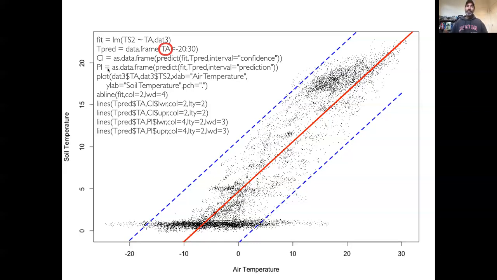Next, I'm going to calculate two interval estimates, one called CI for the confidence interval, and one called PI for the predictive interval. I'm going to talk later in the course a lot more about what confidence intervals and predictive intervals actually are. But the important thing to remember at this stage is that the confidence interval reflects the uncertainty about the mean of the line. It is a reflection of the uncertainty in the parameters in the model.